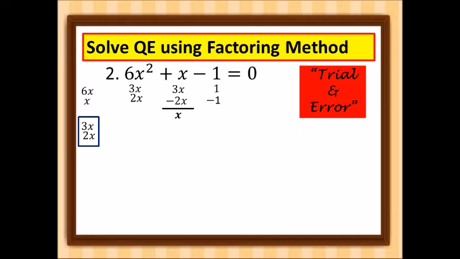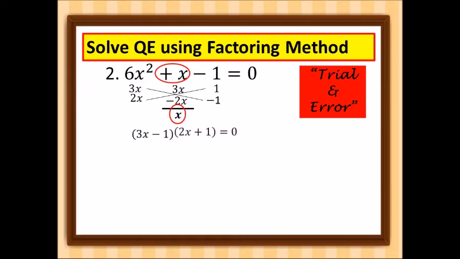Now, 3x minus 2x, that would give us x. Always check that these values are the same. And once they are correct, we can get now the factors. So we have here 3x minus 1 is the first factor. 2x plus 1 is the second factor. Equate the first factor to 0. At the same time, equate also the second factor to 0. Now, let's solve for the values of x.